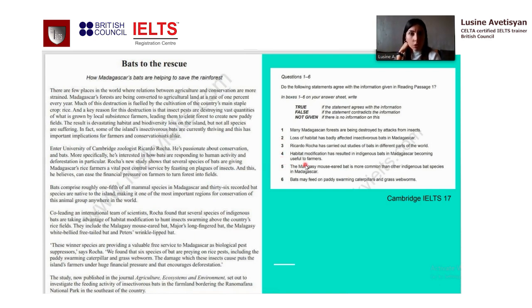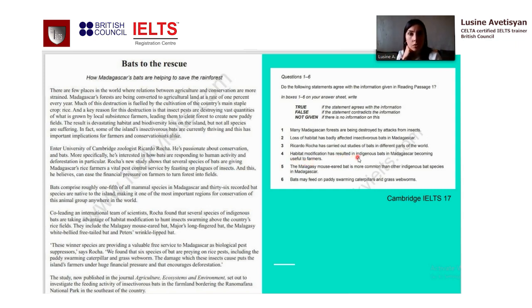Let's go to question number 4. Habitat modification has resulted in indigenous bats in Madagascar becoming useful to farmers. If you pay attention, when it comes to reading the question, I slow down because I need, as a potential candidate, test taker, to understand what the question is about. Students read the question, hurry and jump to the passage, then again to the question, then to the passage. Just read the question thoroughly.